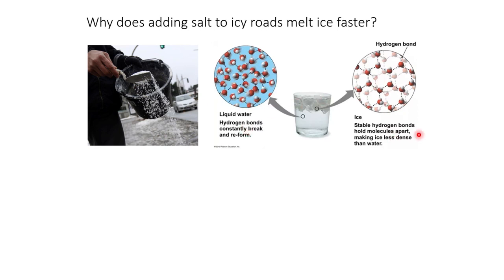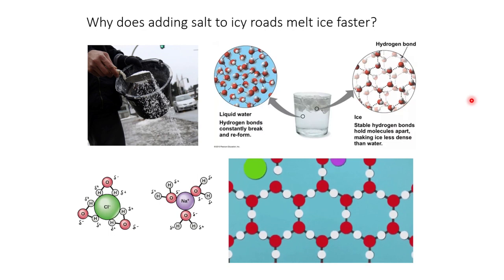Ice has stable hydrogen bonds that hold these molecules apart. So you can see the space between these molecules is smaller than the space between our water molecules that are in a solid, so ice. So this is why ice floats. This is why ice is less dense than water. So this is another weird thing. For most liquids, their solid is denser than the liquid, but for water, that is not true. So life on Earth would look very, very different if water didn't have this ability to form hydrogen bonds.